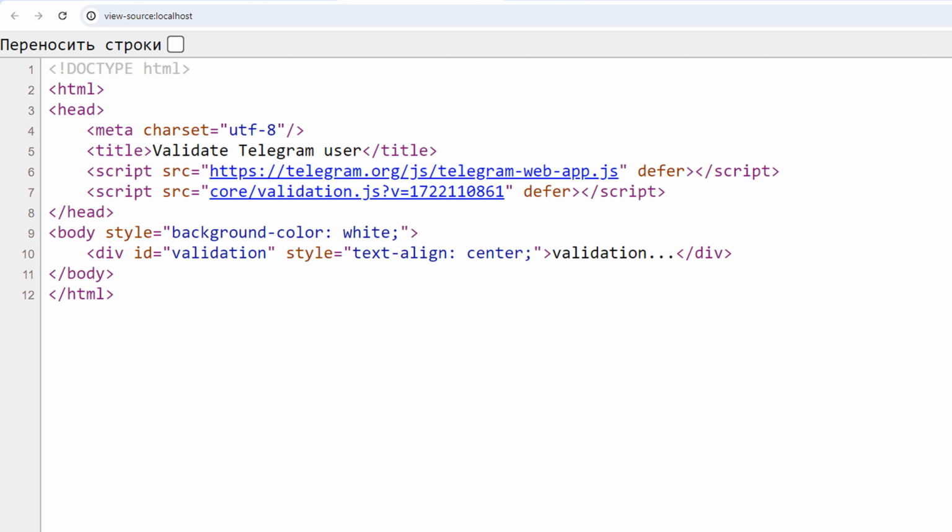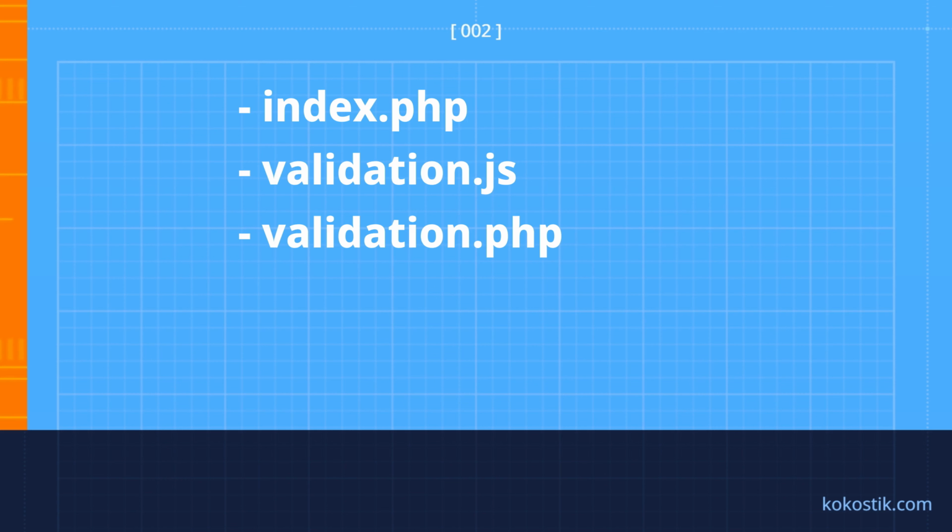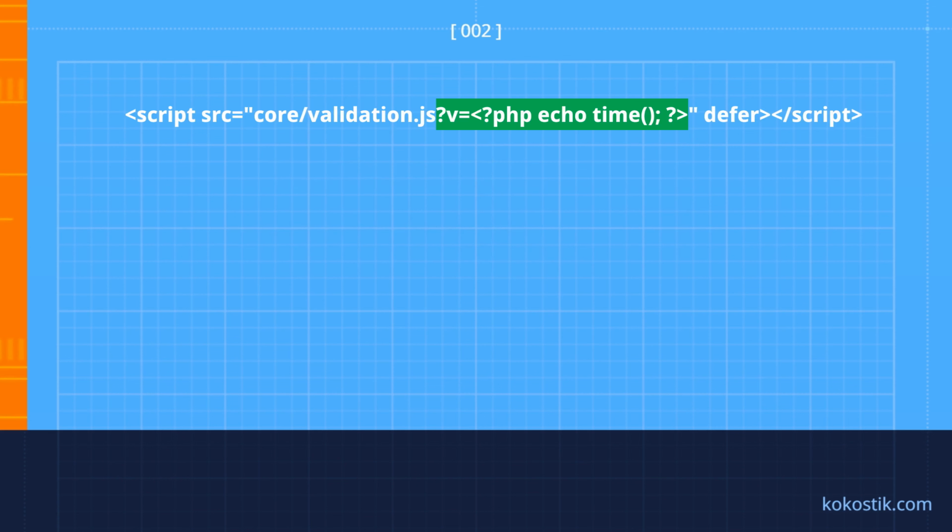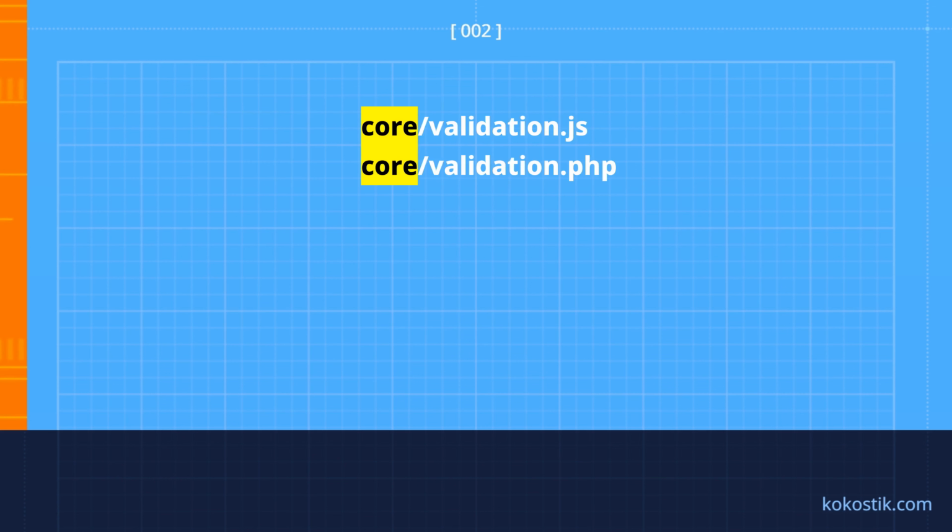In it, we will assemble the data check string, send the data to the server for verification, and receive a result that will indicate whether our user is good or bad. Note that the index.php file is a PHP file. Additionally, the included validation.js has a version added in the form of the time function to avoid caching and to make things easier for beginners. The verification function will run immediately after the page loads. Also, note that the validation.js and validation.php files are located in the core folder.